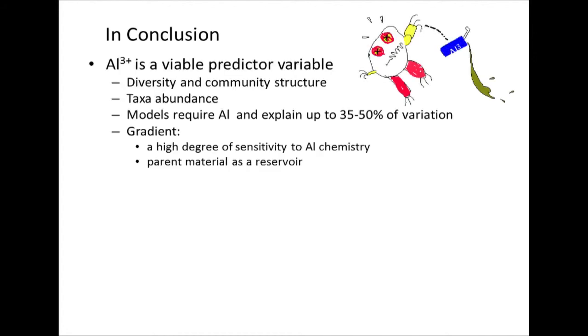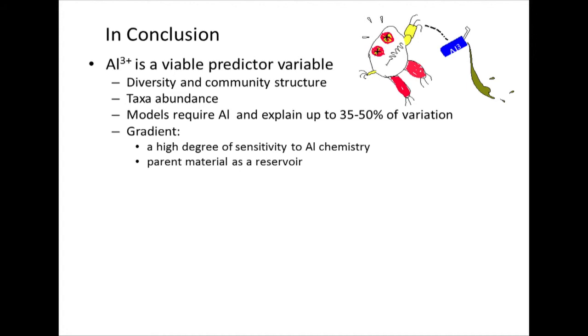Okay, so where does that go? Where are we right now? Like I said, we've got lots of correlations, and we've got a very simple culture-based manipulation. So first, I think it's worthwhile to open up the discussion to aluminum as actually being a viable driver. We see very good relationships between diversity and community structure at multiple scales, relationships with taxa. The models are requiring aluminum. They are better than if you just use pH alone. And we're able to explain up to 35 to 50% of the variation at these scales.